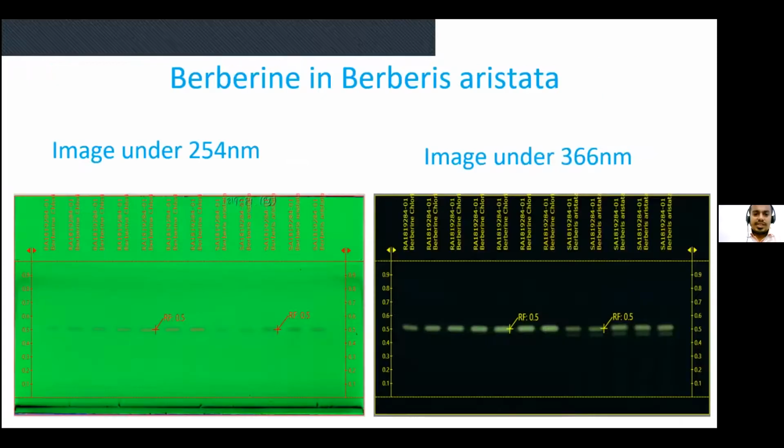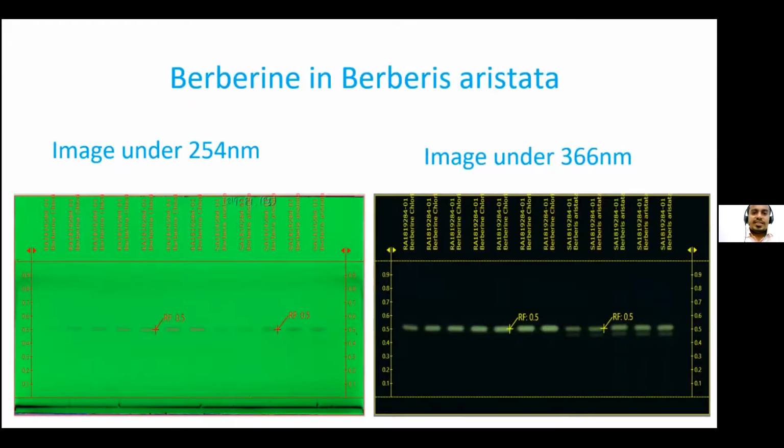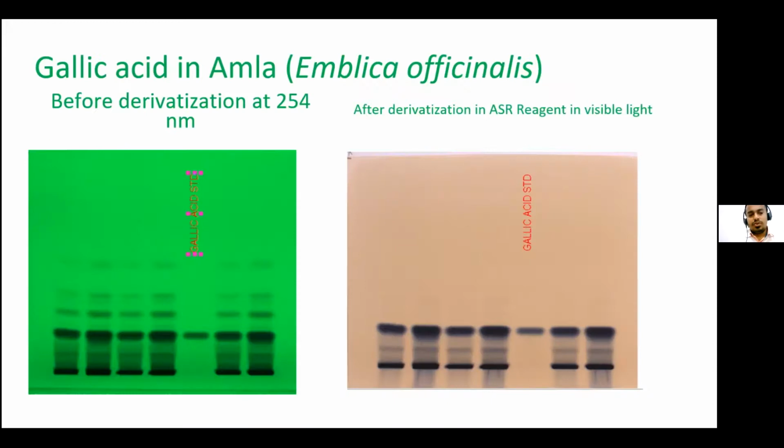Berberin in Berberis aristata, gallic acid in amla. Not only in amla, you can go for any citrus fruit. So you can go for the identification and quantification.